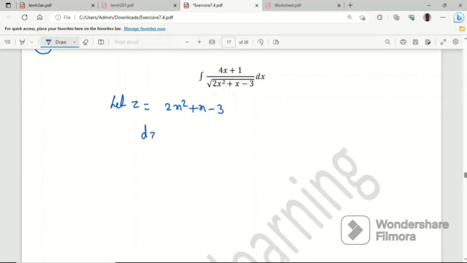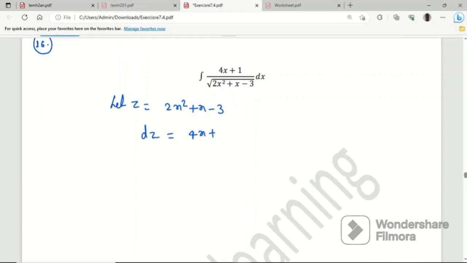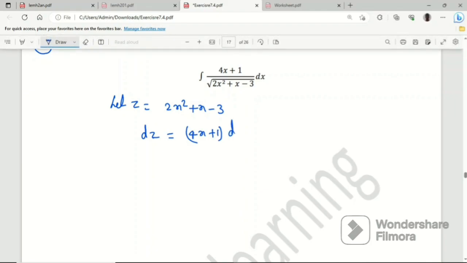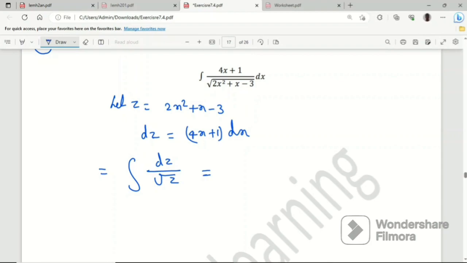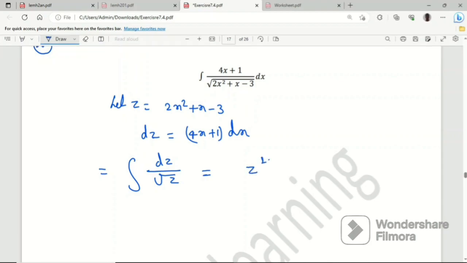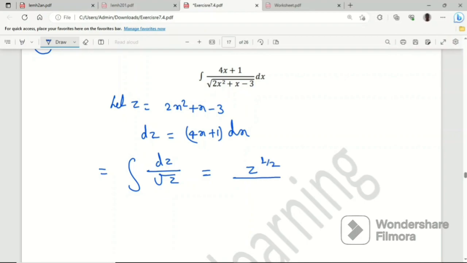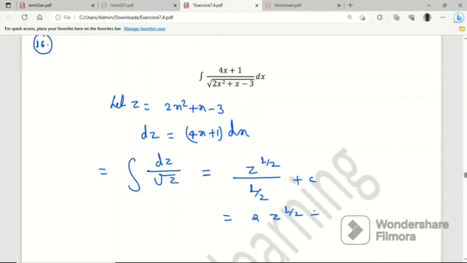So now I'm substituting z, differentiating z with respect to x. I will get 4x plus 1 into dx. Now I'll substitute 4x plus 1 into dx with dz. So I have got under root z. Integration of this will give me z to the power 1 upon 2, and I will divide also by 1 upon 2. So I'll get 2 into z to the power 1 upon 2 plus c.